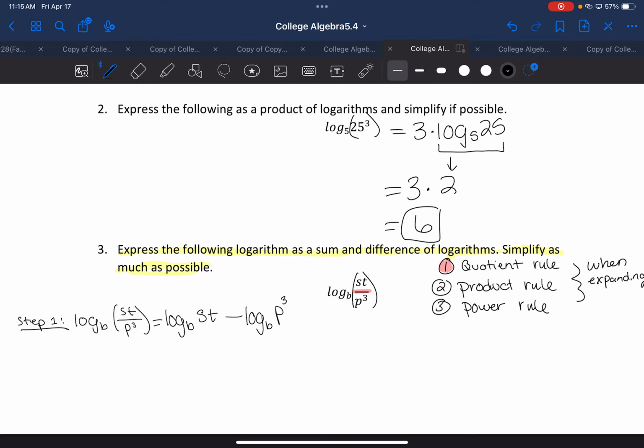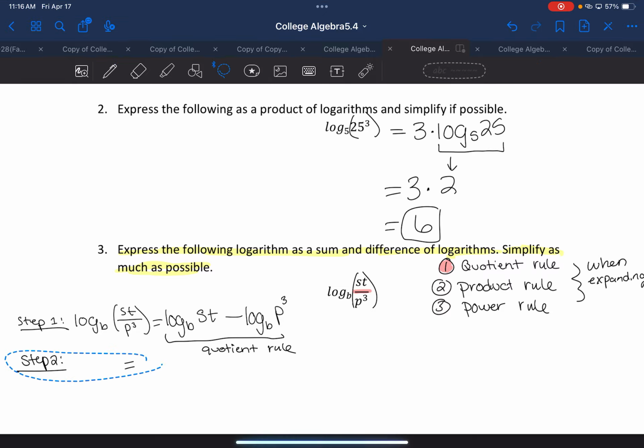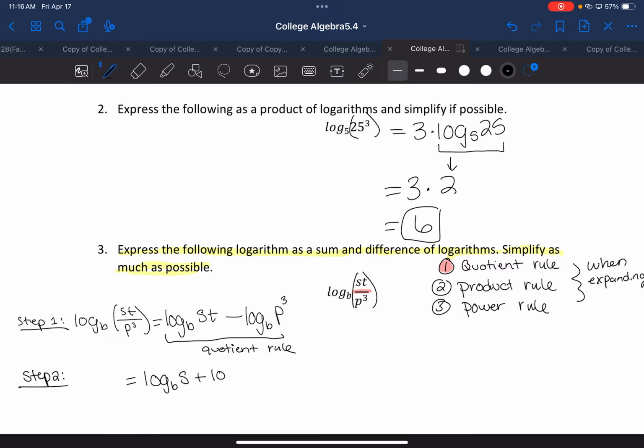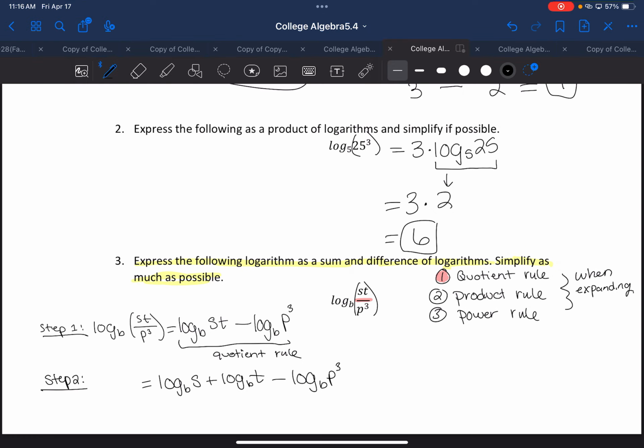Now step 2, I will look for the product rule. Is there anything being multiplied inside of my logs? Well, here there is, because that's s times t in that log. So that can now be separated into a sum of 2 logs. Well, let me write what I'm doing. This is the quotient rule. Okay, step 2. So I'm going to separate that first term here using the product rule. So that would be log base b of s plus log base b of t, and then bring down the minus log base b of p cubed. I could have already taken care of the product rule in that step, but I'm just doing one step at a time. So now I just use the power rule there.